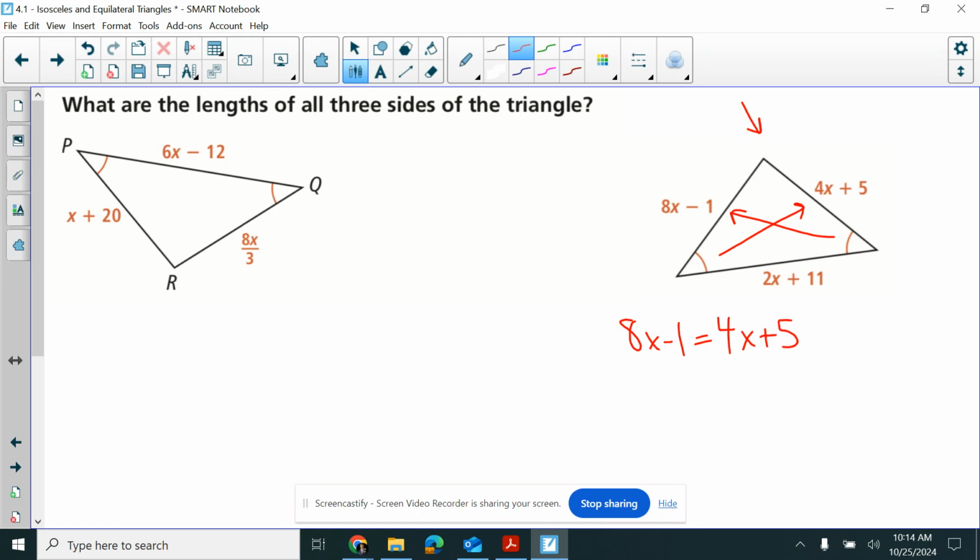So I could then solve that equation, figure out what x is, and then plug x back in to figure out all three sides. One of the common mistakes I see with students is that sometimes they try to add up all three sides and say it equals 180, but that doesn't work for sides. That only works for angles. So if you have sides, it's not going to add up to 180.